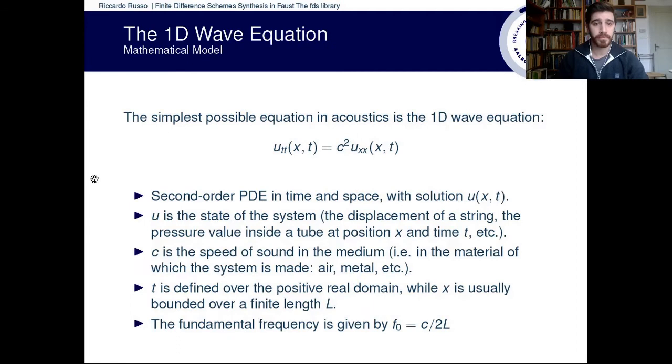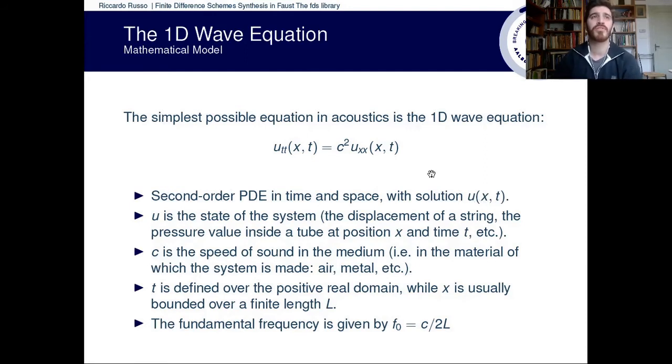So let's get into the real stuff and build our first finite difference scheme mathematical model. So the first thing we need to do is to define a mathematical model. And the simplest possible equation in acoustics is the 1D wave equation. This is a second order partial differential equation in time and space with solution u, which depends on time and space.